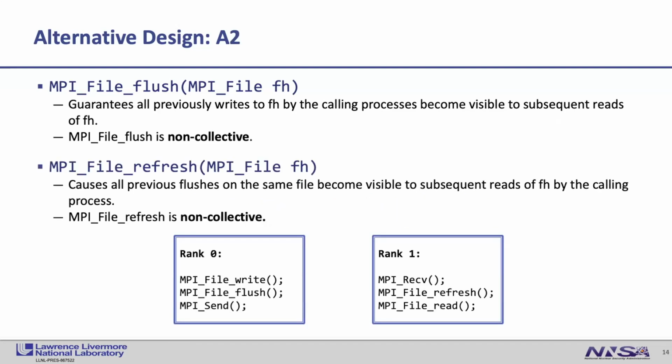Second design, introducing 2 function calls, MPI file flush and MPI file refresh. Flush is going to be called by the producer, refresh is going to be called by the consumer. So the new construct becomes flush, barrier, refresh instead of the previous sync, barrier, sync. And we make both calls non-collective, meaning that only the relevant processes call those functions, not everyone. If you open the big file with only the consumer needing those functions, you don't need to wait for everyone.